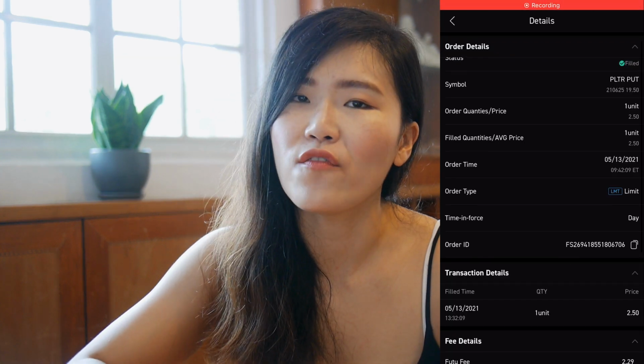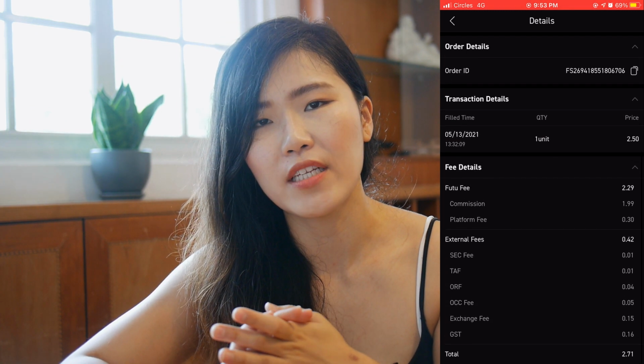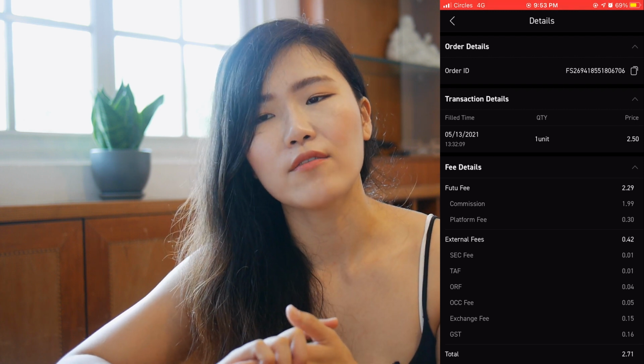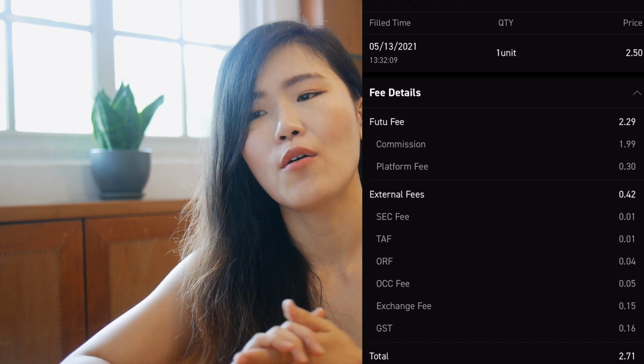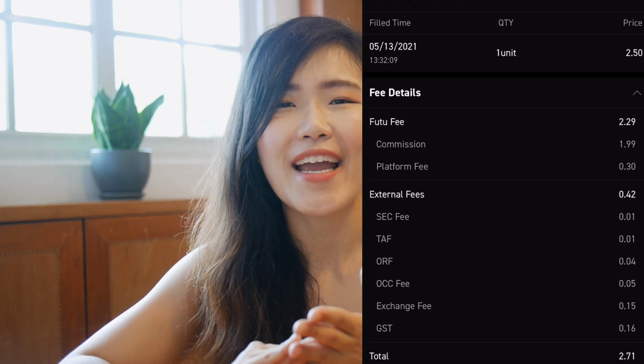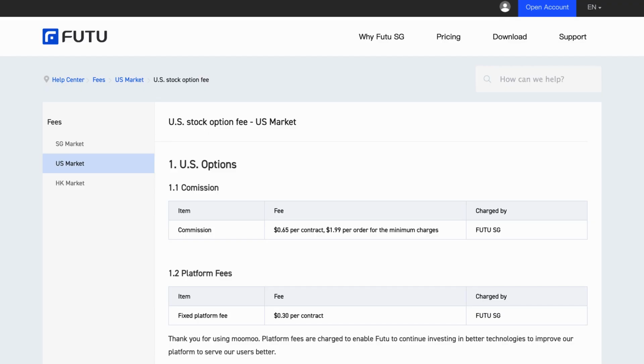As there is no calculator on how much option trading fees would be, here's a screenshot of the fees that Moomoo have charged me for my Palantir put option. In total, the transaction fee is $2.71 in US dollars, which breaks down to $1.99 for commission, 30 cents for platform fee, and the complicated external fees to the Singapore and US authorities at 42 cents. So assuming that to close the option I will need to pay another fee, I think it will be about $5.42 US dollars to buy and sell an option contract. And here's a breakdown of fees from Futu Singapore's website.